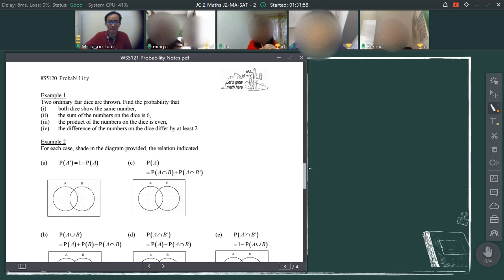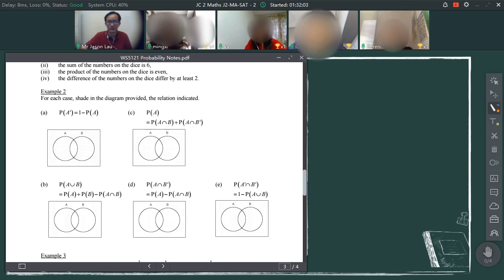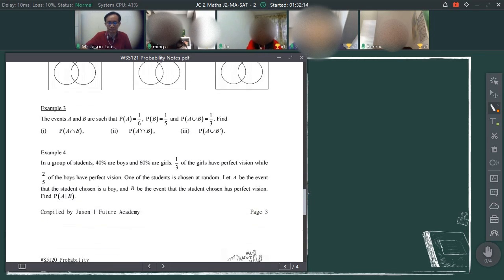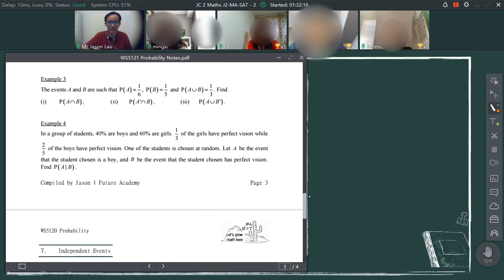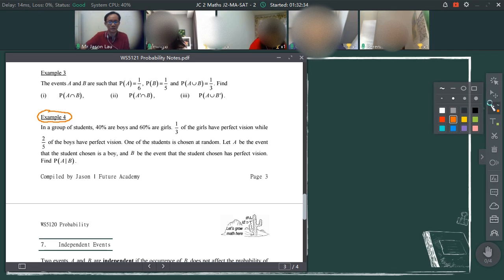Then after that, examples like this. These few Venn diagram formulas, A, B, C, D, E, you need to know, and how they are used. Can you all try example 4 and see whether you can get this answer of A given B? How to find the probability of A given B? What method to use and so on.